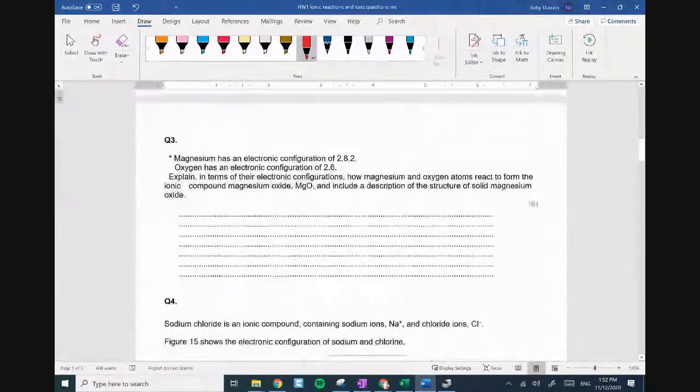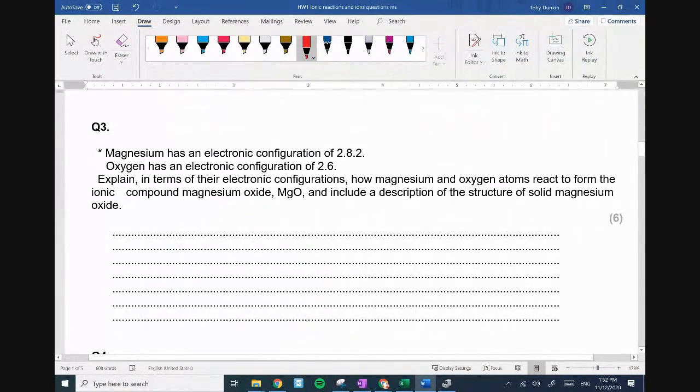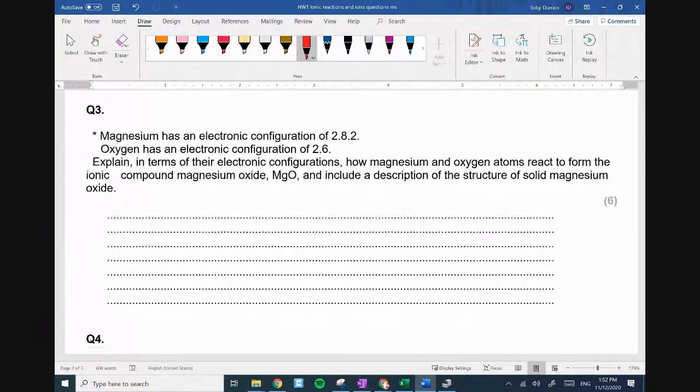Next. Okay, so magnesium has an electronic configuration of 2,8,2. Oxygen has an electronic configuration of 2,6. Explain in terms of electronic configuration how magnesium and oxygen atoms react to form the ionic compound magnesium oxide, and include a description of the structure of solid magnesium oxide.